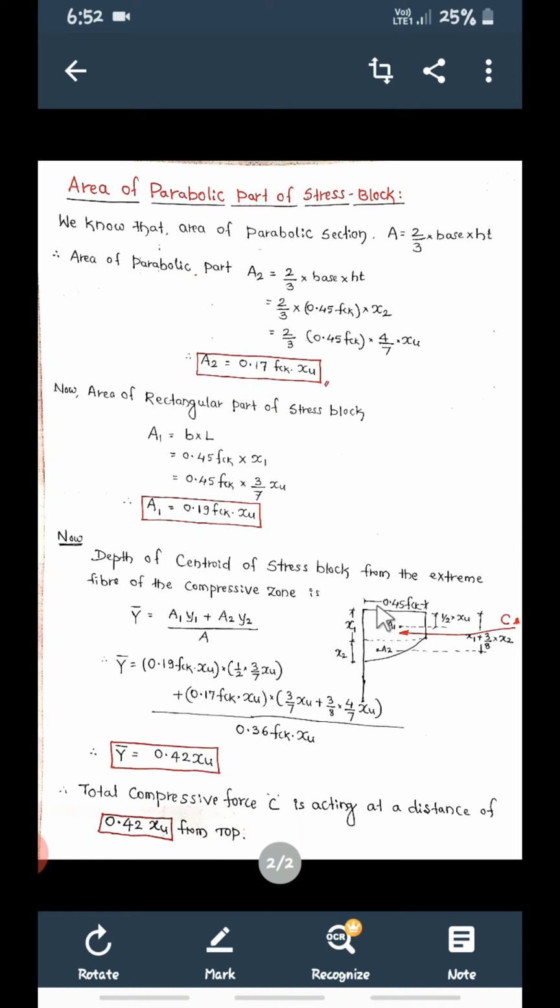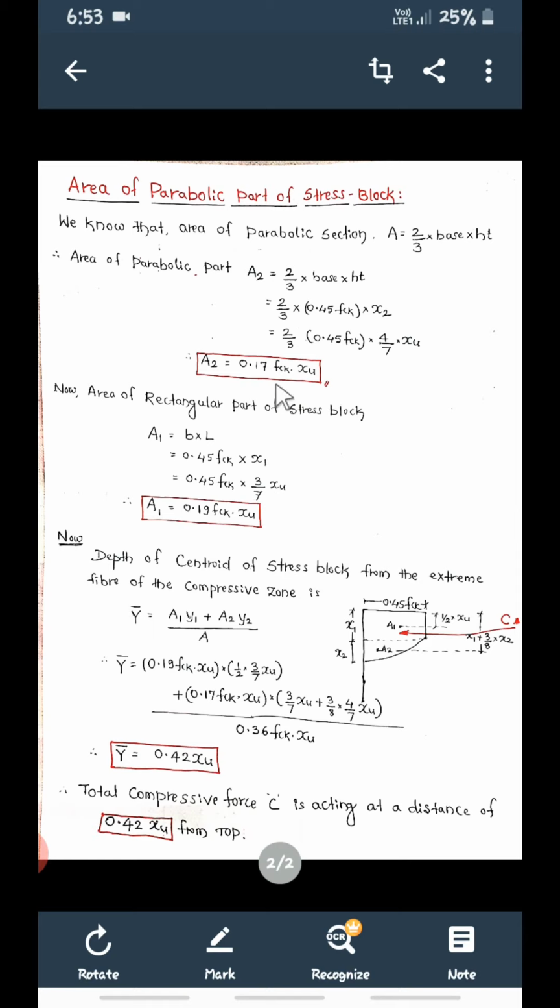Okay, so from here to here will be how much? x1, plus from here to here is 3 by 8 of this x2. So this is 3 by 7 x1 plus 3 by 8 of x2, divided by the total area. What is the total area? The total area of this parabolic part is 0.36 fck xu.